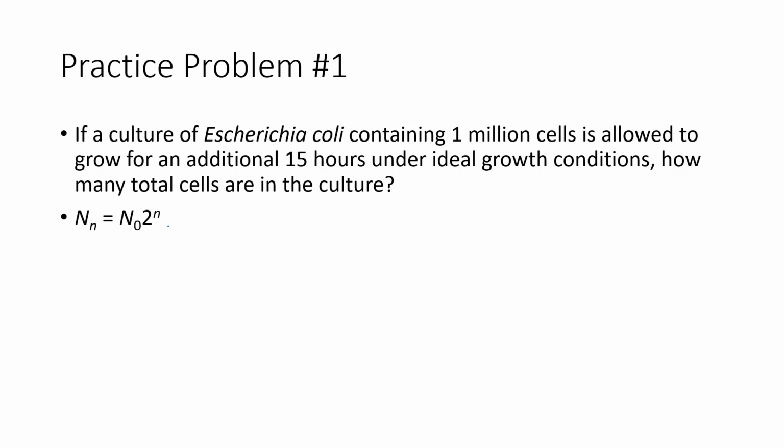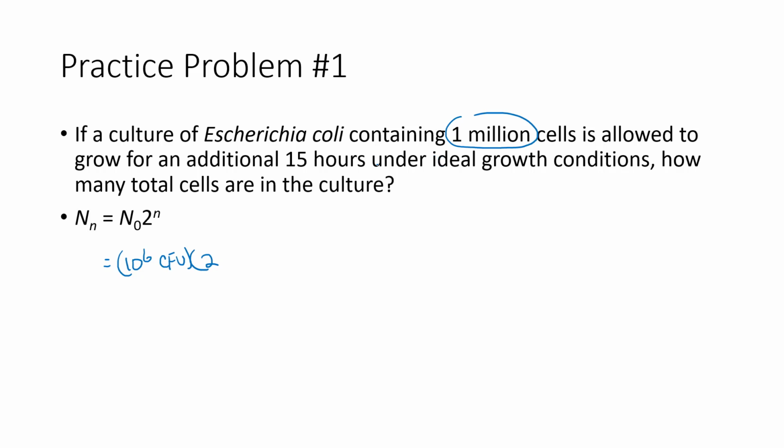So given all this information, we're looking for the total number of cells after 15 hours. We need to know how many generations there are. N naught is 1 million cells, so we're just going to say 10 to the 6th CFUs. You can write cells if you want there. And then it's going to be 2 to the n generations.